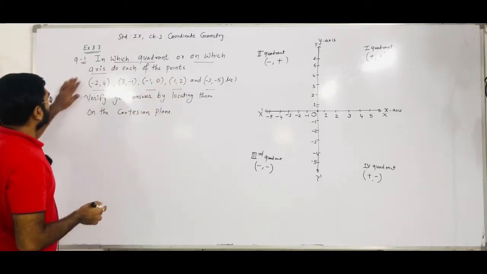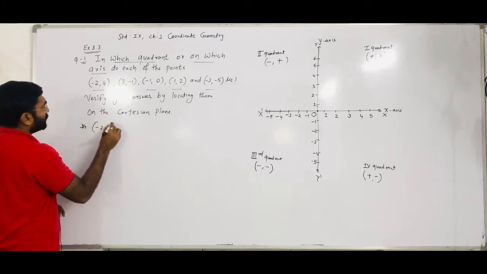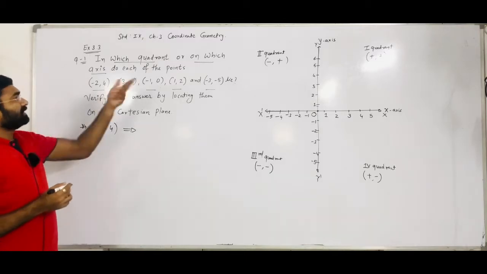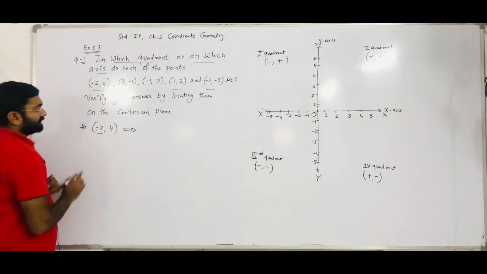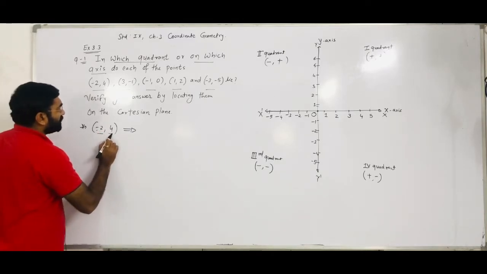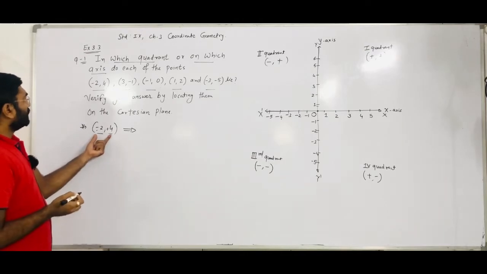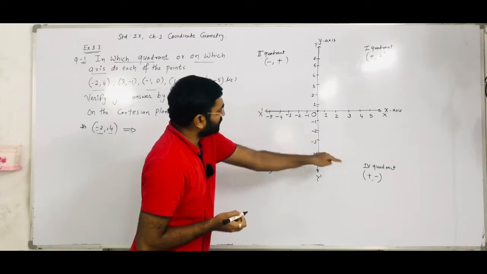Now we have to write in which quadrant or on which axis the given points lie. First I take the point -2, 4. I have to write in which quadrant the point -2, 4 lies. So observe the signs. The x coordinate sign is what? Minus. The y coordinate sign is what? Plus. I already told you, minus plus comes in which quadrant?